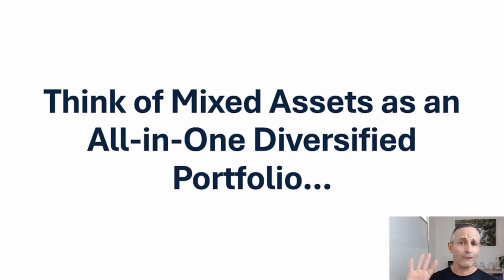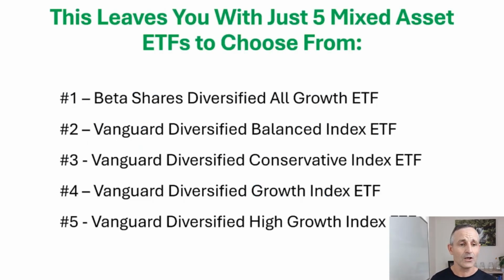So if we look at what that 4-step filter system did in terms of the mixed assets, what we're left with is 5 exchange-traded funds. We've got the Betashares Diversified All Growth ETF. We then got 4 Vanguard funds. Now, these funds are basically the same in terms of the different constituents. It's just how much of each we've got in the portfolio.